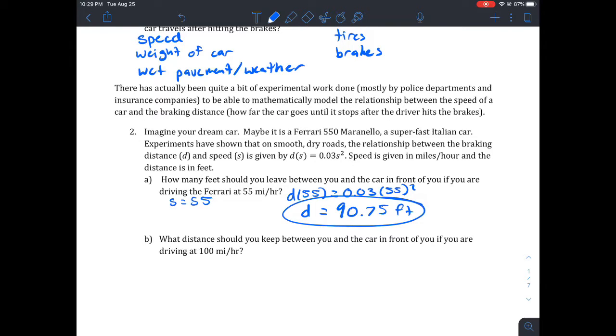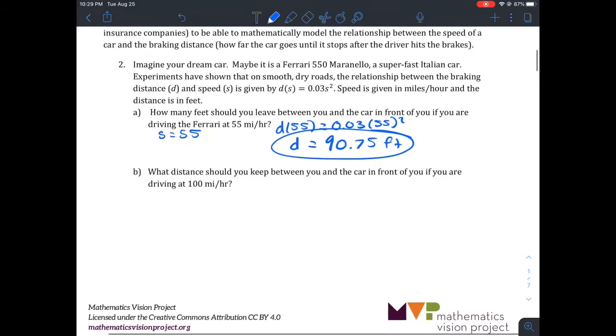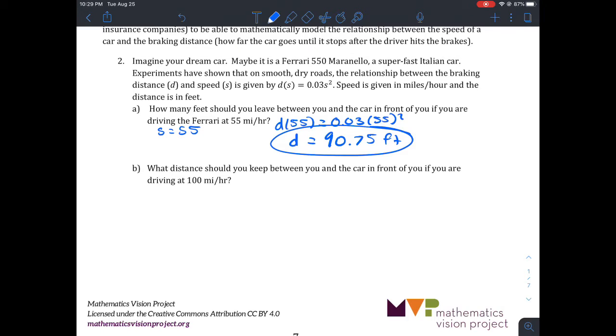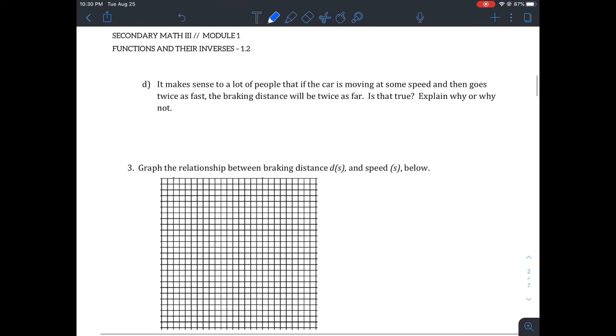Next one. What distance should you keep between you and the car in front of you if you are driving at 100 miles per hour? So of course you want to make sure that you have enough distance to stop if the car in front of you suddenly stops. So we'll go ahead and plug in our speed. What is d of 100? It's going to be 0.03 times 100 squared. And when you plug that in, you should get that your distance is 300 feet. Now I did take question C out of there, so don't be alarmed that we just jumped to question D.